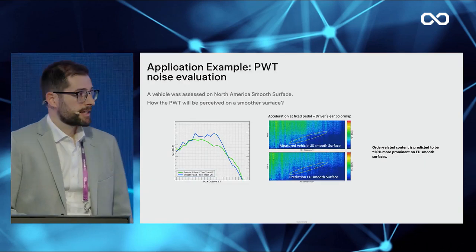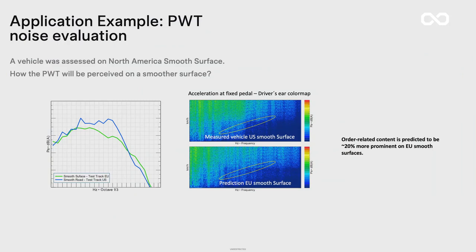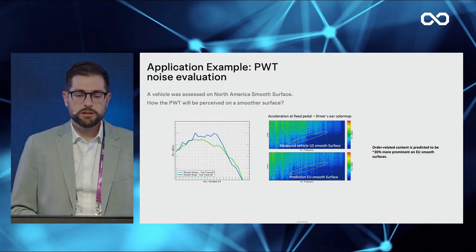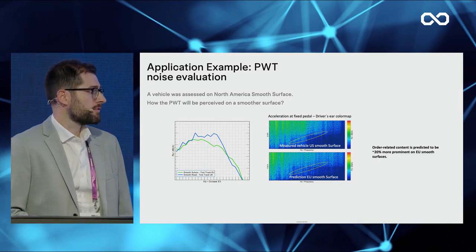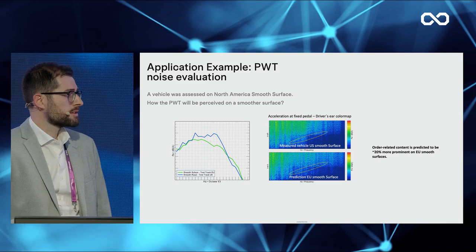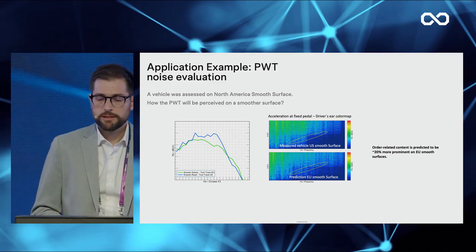But now let's see a practical example of everything that we have discussed so far. In this case, we are talking about a powertrain noise evaluation. A vehicle was assessed in North America on a smooth surface, and the question is how the powertrain of this vehicle will sound on a European surface. So using the NVH simulator, we build a model from the data measured in the US, and using the transfer function, we scale the masking noise considering the European asphalt.